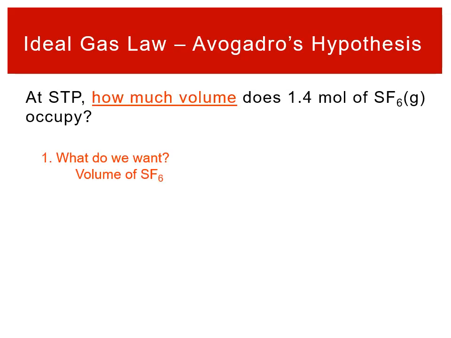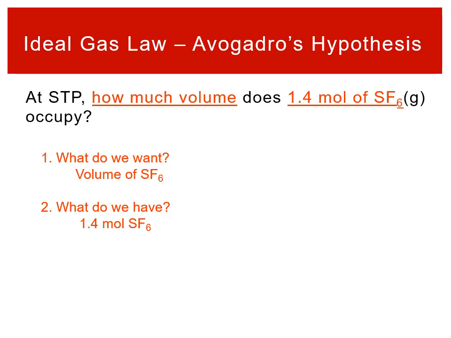Okay, so we can see that we're after a volume. How much volume are we after? The volume of SF6 is what we're after. In terms of what information is given, we're told we have 1.4 moles. There's not really much else going on. We do know it's a gas, so that's important. And we are given conditions. We're told we're under STP.